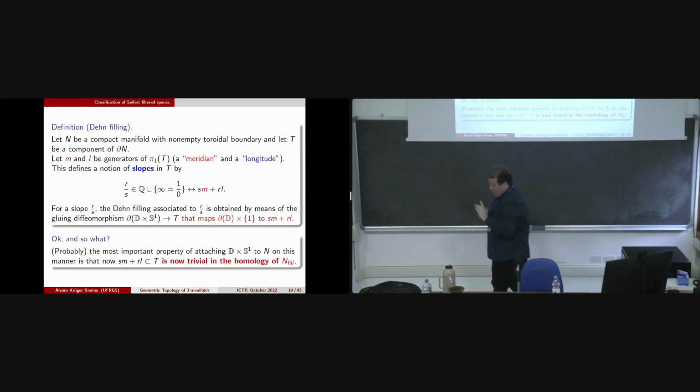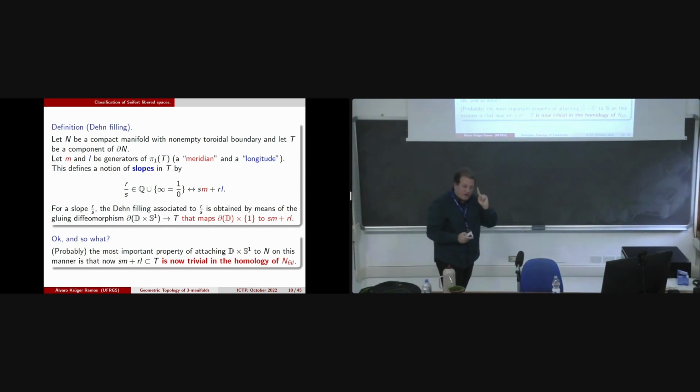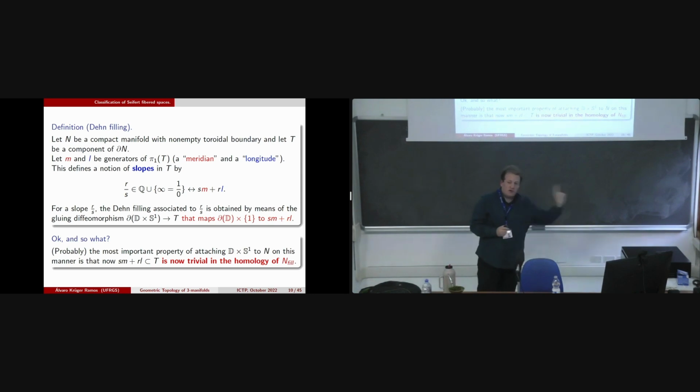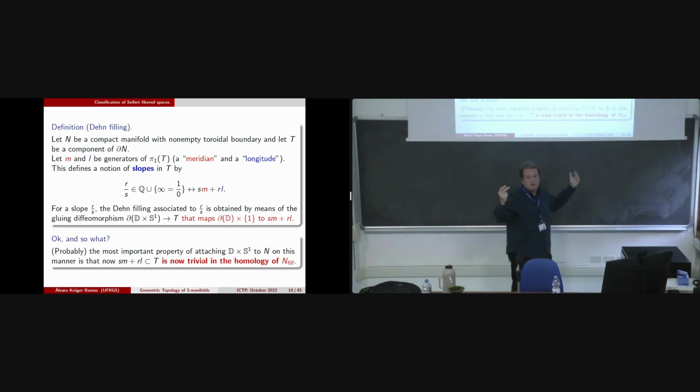So that's probably the most important feature of the Dehn filling. You choose one curve that you want to kill in homology. And you basically just kill this curve and multiples of this curve. Anything else will remain non-trivial.